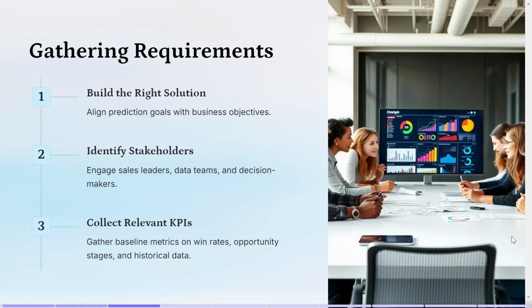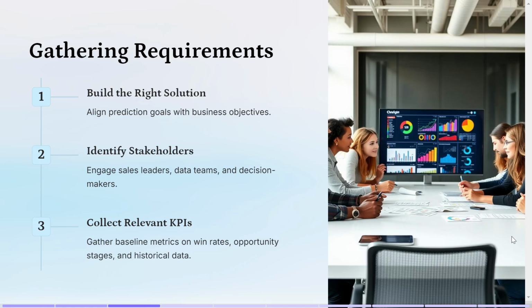To make our prediction as accurate as possible, we need to gather the right requirements. This means working with key stakeholders like sales managers who will use this tool. We also want to identify key metrics and KPIs that define success for our prediction, like our current win rate, revenue, and sales cycle length, so we can measure the impact of Einstein Prediction Builder on these metrics over time.